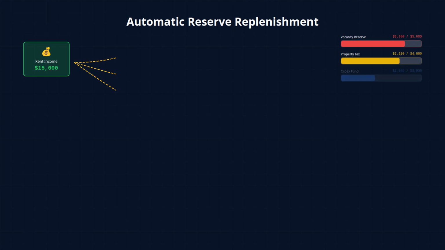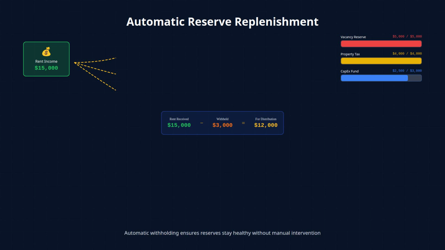Based on tier calculations, rent is automatically allocated to replenish reserves. The reserve manager sends withheld amounts to each reserve bucket. Progress bars fill up as reserves rebuild. The remaining rent, after withholding, is forwarded to the distribution manager for investor payouts.